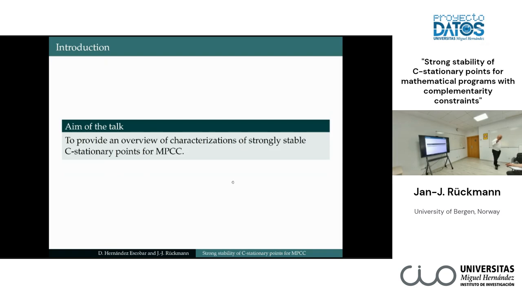I come back now to what I mentioned in the beginning. We are looking at C-stationary points. In contrast to the nonlinear standard optimization problem, where we have a clear and unique definition of a stationary point, for the class of mathematical problems with complementarity constraints, there are several concepts of stationarity: C-stationarity, M-stationarity, S-stationarity, and so on. The question is why we looked first at C-stationary points?